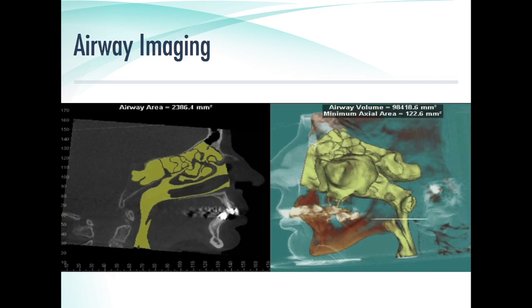So we do a lot of airway imaging. This is the model that's being passed around there. This is a cone beam CT. We can get down to 0.125 millimeter slices with this technology. So we can find things that you just can't see otherwise.